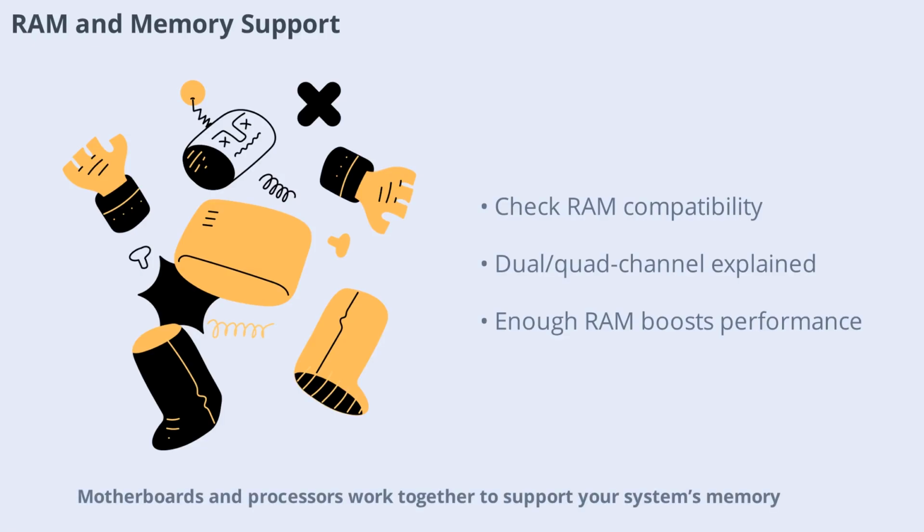Motherboards and processors work together to support your system's memory, or RAM. The type and amount of RAM you can use depends on both components. Some motherboards support faster or larger amounts of RAM, while others are more limited. We'll explain how to check memory compatibility, what dual-channel and quad-channel mean, and why having enough RAM is essential for smooth performance. This knowledge helps you avoid bottlenecks and get the most from your system.